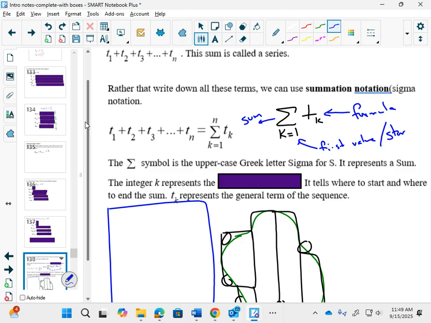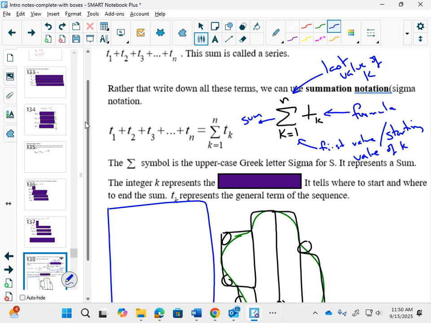The first value, or starting value, of K. And the last number here would be the last value of K.